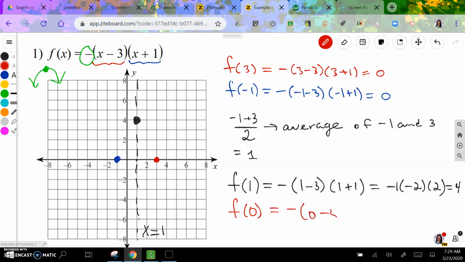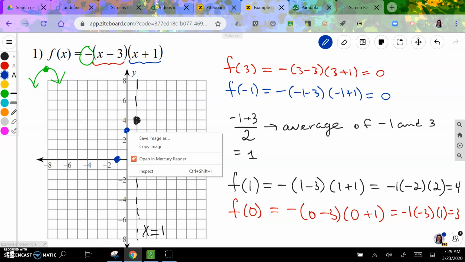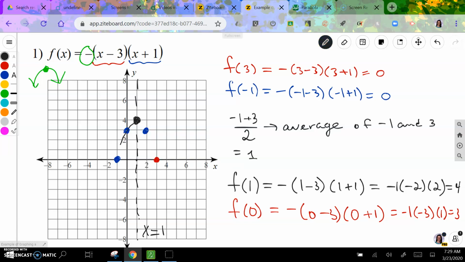So 0 minus 3 times 0 plus 1, and negative 1 times negative 3 times 1 gives me a 3. What's nice about parabolas is I don't have to do more work. Because of symmetry, I know that the mirror point is also going to be on my graph. And look at this beautiful parabola that we have. Amazing work.